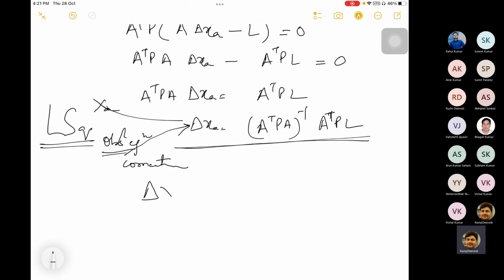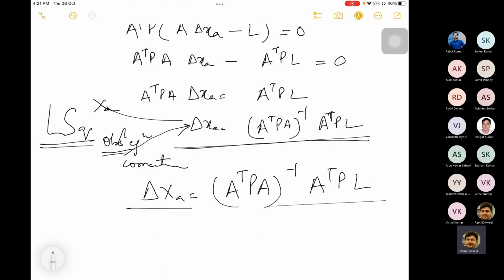Now here we have got the solution of delta x as (A^T P A) inverse A^T P L. Now you know, before moving ahead, you just tell me what is the dimension of A, P, A, A, P, L. चलिए बताइए सुमित, A की डायमेंशन बताइए.